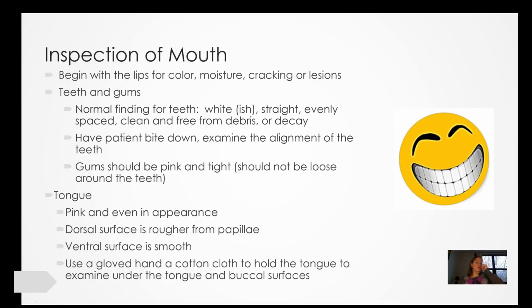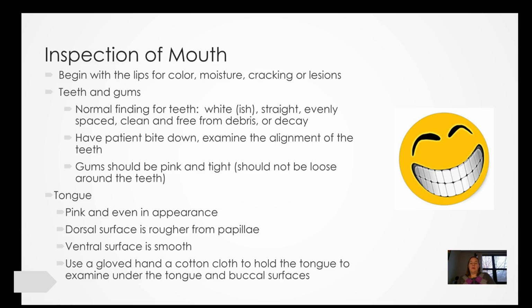So our inspection of the mouth, we look at the lips for the color, the moisture, the cracking, or the lesions. Do keep in mind, again, it's wintertime, people are going to be chapped. We are looking for excessively chapped lips. We look at the teeth and the gums. We do want them to be whitish. Keep in mind that all of the teeth are stained by things like coffee and tea and sodas and all of the bad things that we drink. They should be reasonably straight, evenly spaced, clean, and free from debris and decay.